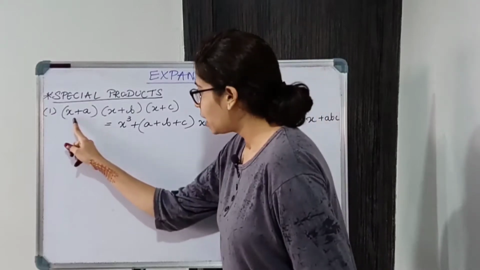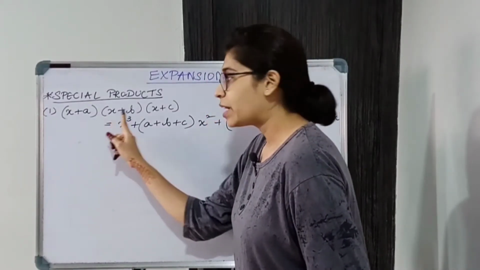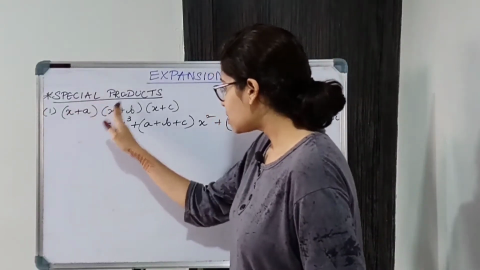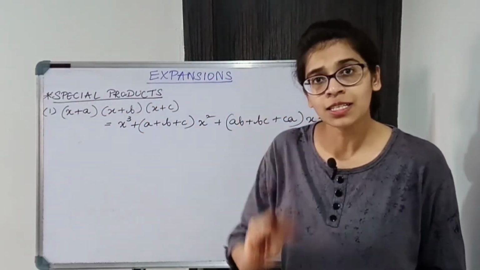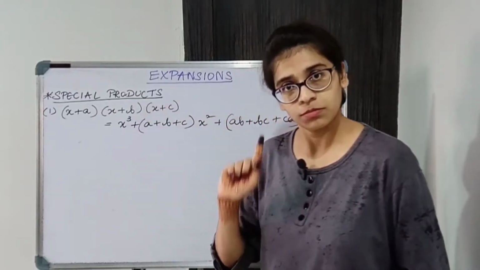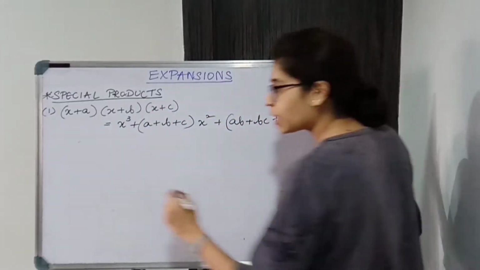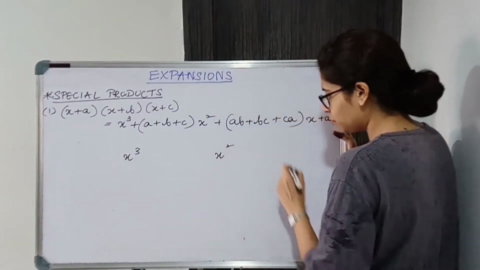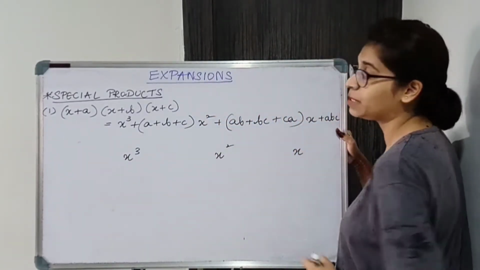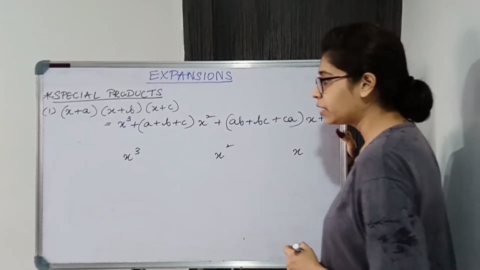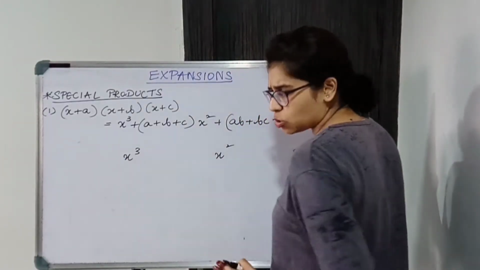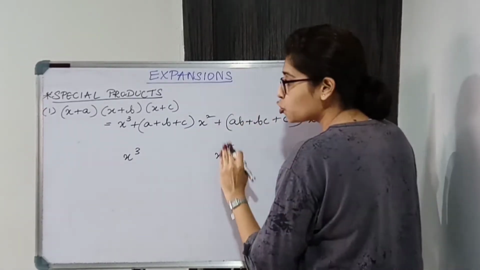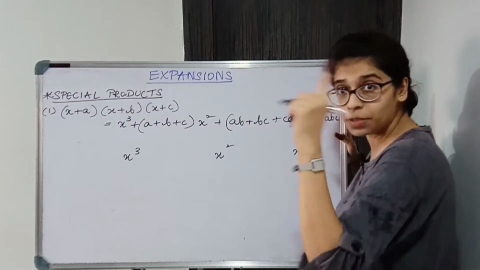Now X plus A into X plus B into X plus C. So students, X is getting multiplied thrice, so there will be X cube. Keep in mind there will be X cube, then X square, then X, and then some constant term. With X cube nothing is associated. With X square, keep in mind the power should be 3. There are 3 brackets, so power should be 3.